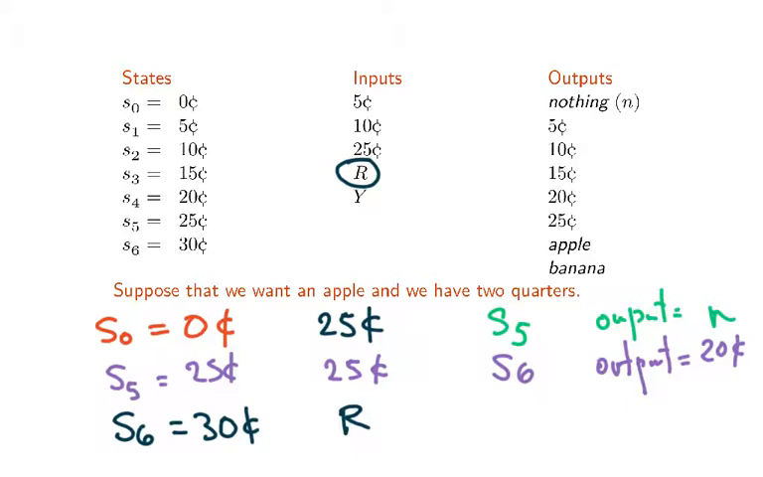What is the next state? Well, considering that this machine reset, the next step is going to be this one, right? It's going to be S0, so it's going to begin with 0 cents inside. And what's going to be the output? Well, the output is going to be finally the apple. So this is then the output.